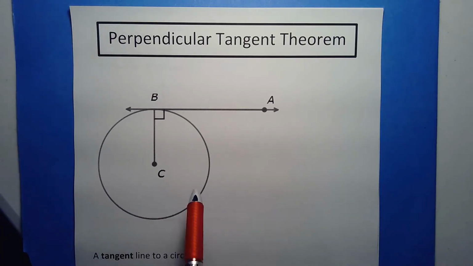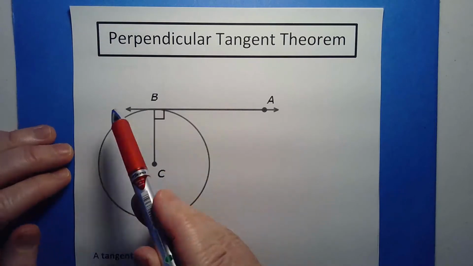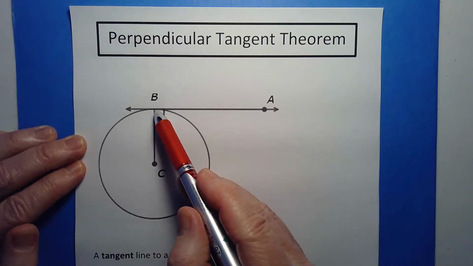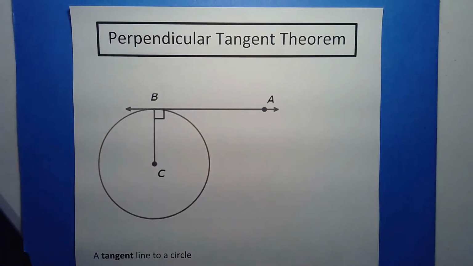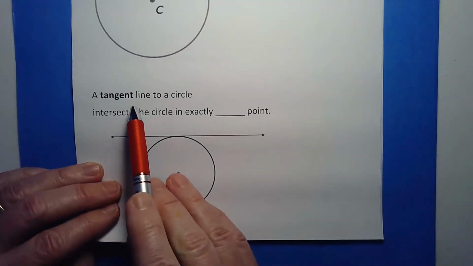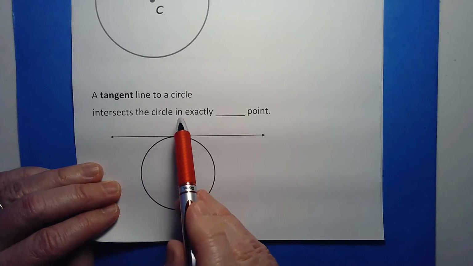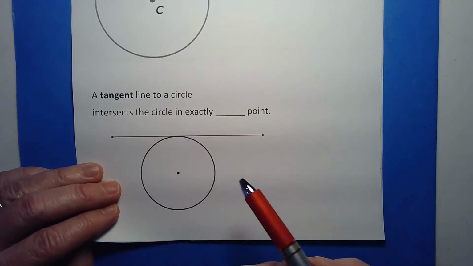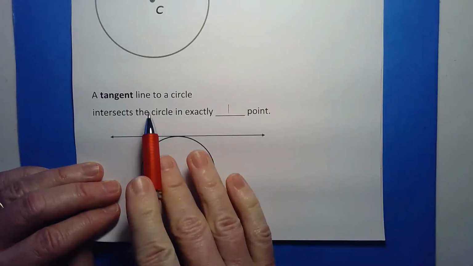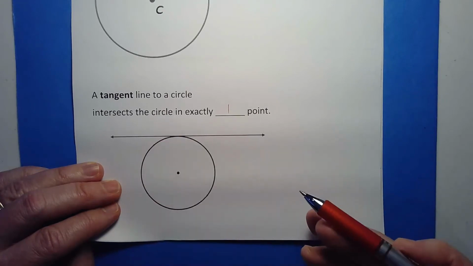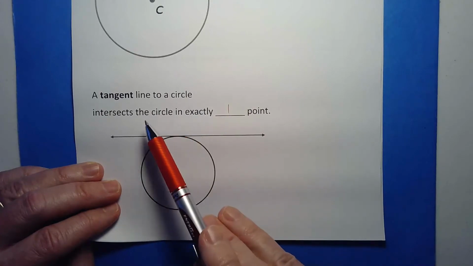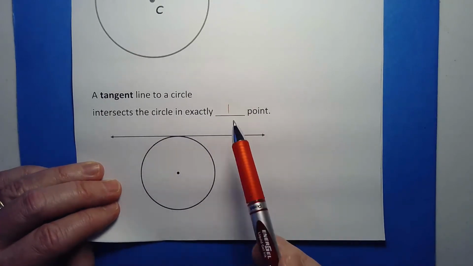Now, here's a particular circle, circle C. We've got a line AB, and it's just barely touching the circle. Before we go further, let's remember the definition of a tangent. A tangent line to a circle intersects the circle in exactly how many points? Well, take a look here. To me, that looks like 1, and that is actually the definition. Remember this, write it down, pause the video. A tangent to a circle intersects the circle in exactly 1 point. That's what defines a tangent.